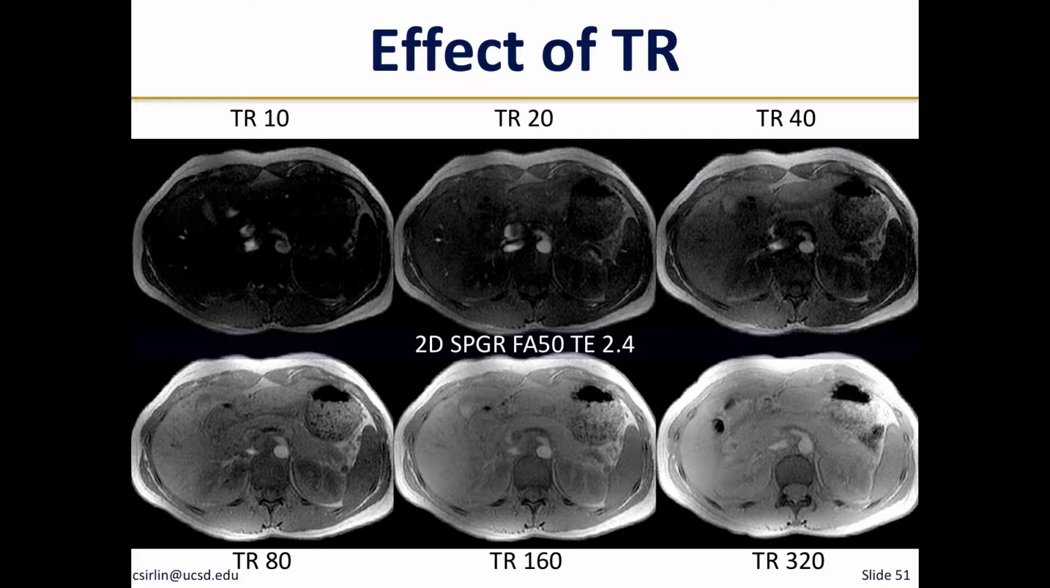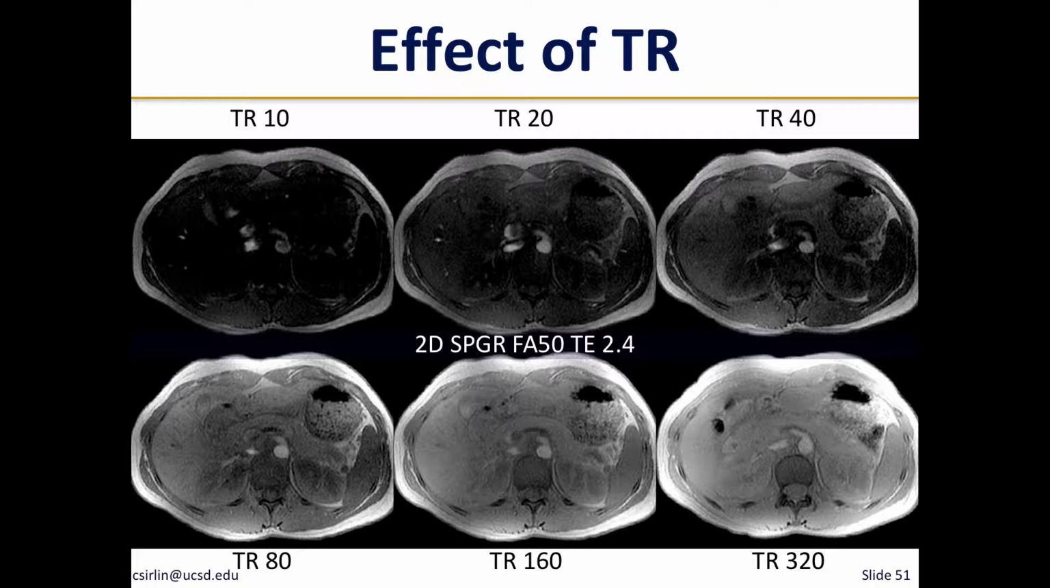All right, so here we have this wonderful person who we imaged with a TR of 10, 20, 40, 80, 160, and 320. So notice that increasing the TR increases the signal to noise, right? With a TR of 10, you barely see anything. With a TR of 320, you now have lots and lots of signal. So increasing the TR, all other things being equal, increases your signal to noise ratio.